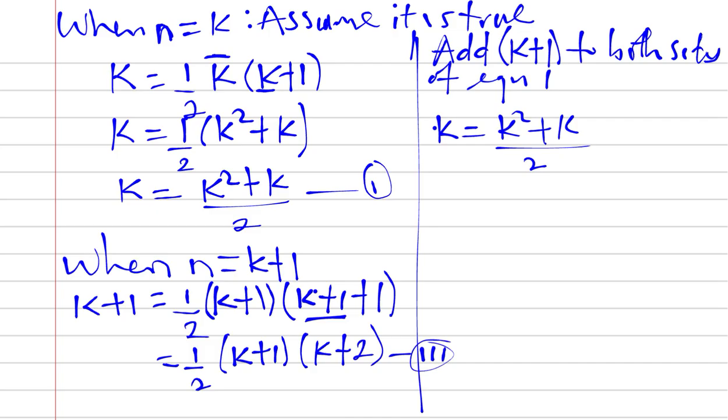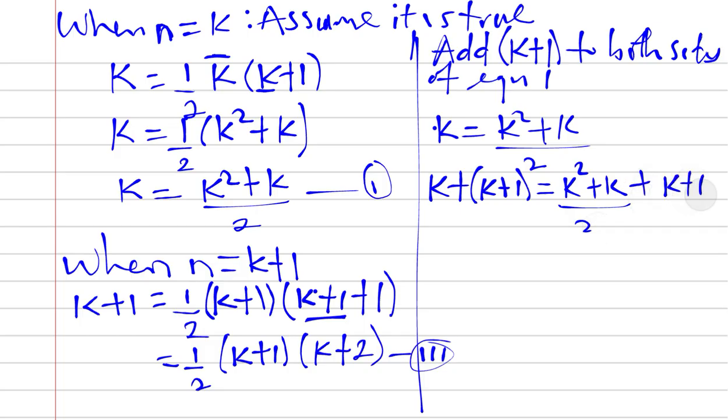So this will be what now? This will be K plus 1 into bracket K plus 1, equal to K squared plus K over 2 plus K plus 1. Are you seeing that now?